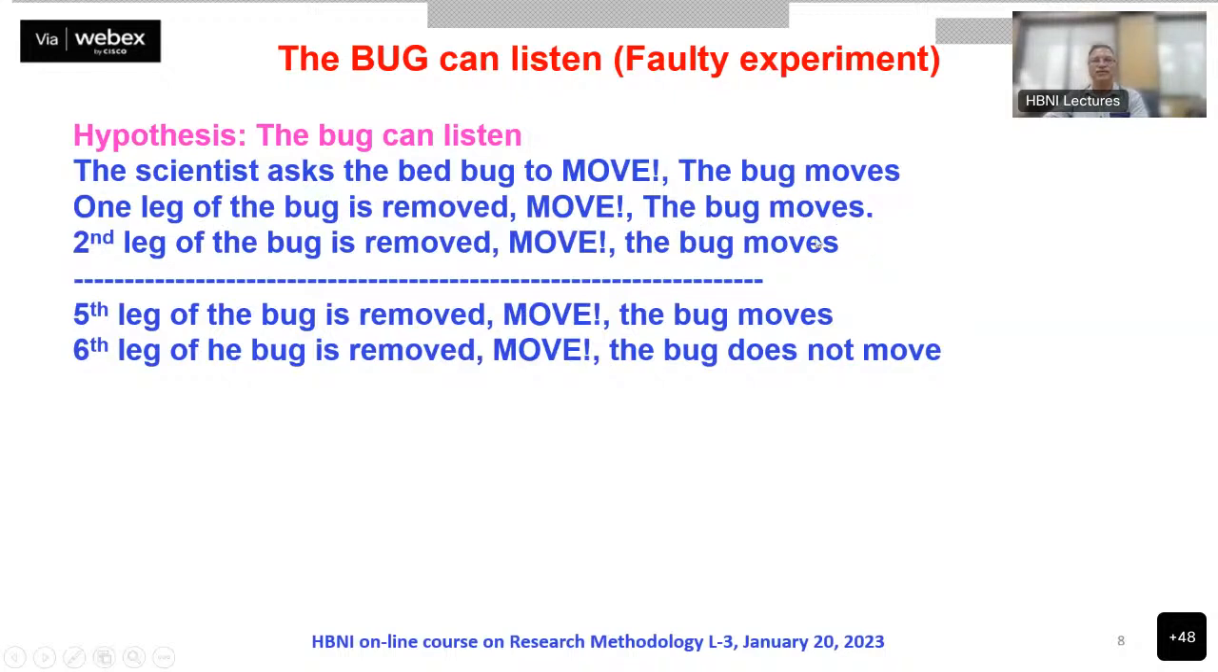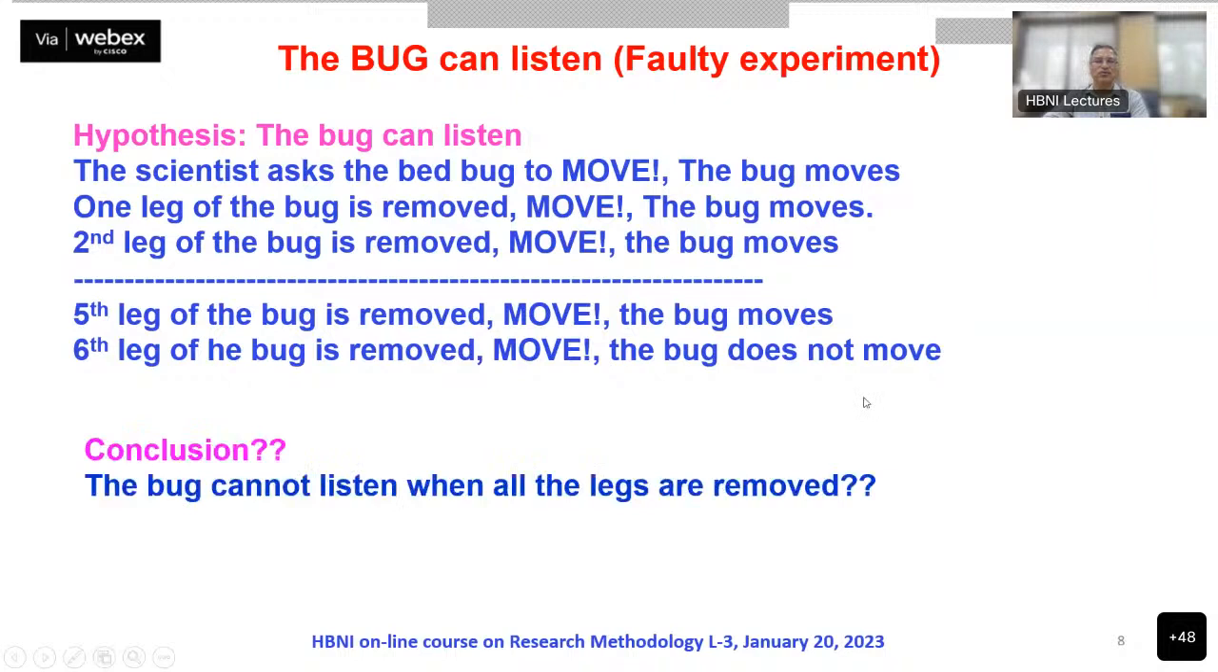Take it in the lighter mood. The second leg of the bug is removed, and again he asks move, and the bug still moves. Continuing up to the fifth leg, the fifth leg is removed. Again he says move, and the bug moves. And the sixth leg of the bug is removed. He says move, but the bug does not move. So what conclusion did he draw? The scientist concluded that the bug cannot listen when all legs are removed.